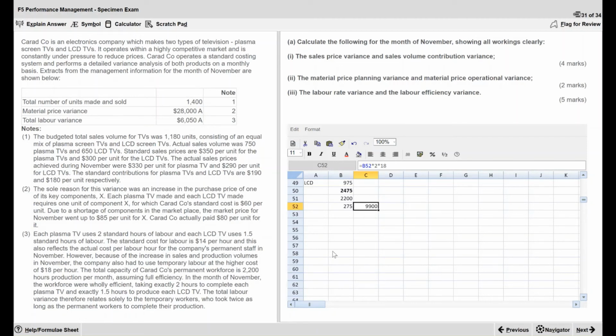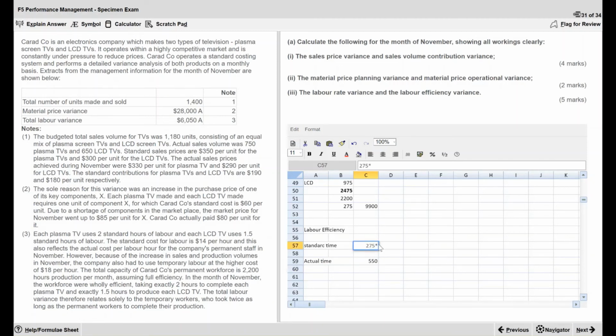Next we have the efficiency variance. Labor efficiency variance is simply 275 times the standard time, which is 275, and actual time, which is multiplied by 2, which is 550. So we can directly multiply by the rate.